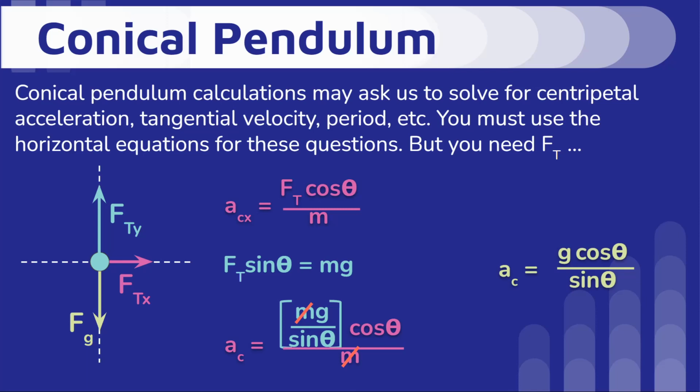So my centripetal acceleration, again in this problem, would be g cosine theta over sine theta. And that's something I probably have the information for. They're going to give me an angle. I know what g is, and so I could use this formula if I wanted to solve for my centripetal acceleration. But maybe they're not asking for centripetal acceleration. Maybe they're asking for tangential velocity or period or something else. Well, again, that just means you have to take it a step further or two steps further or whatever, which we're going to be doing.